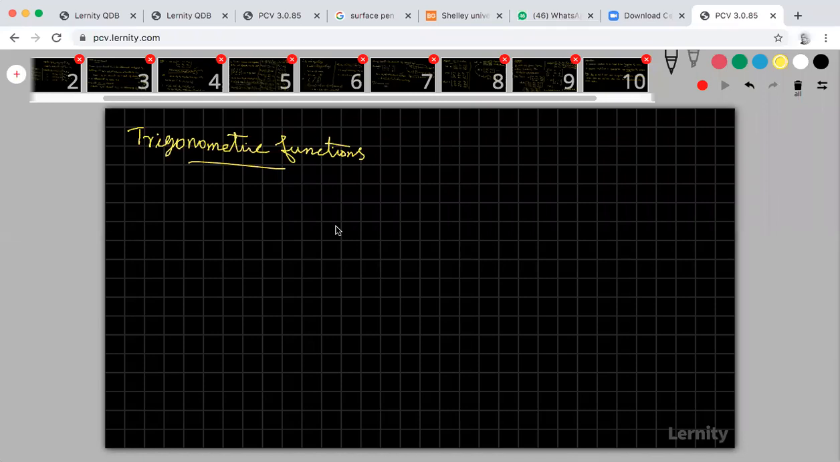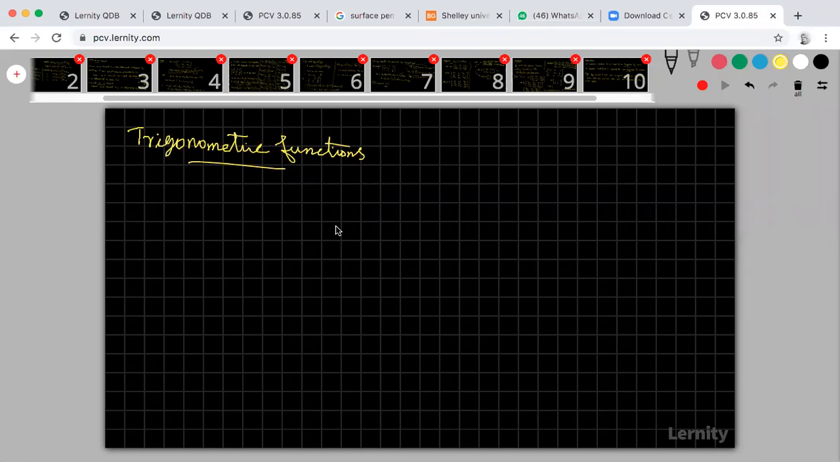Now we are going to discuss trigonometric functions and how to find their values. We already know there are 6 trigonometric functions, and you have studied some problems based on them. Sin x, cos x, tan x, and the reciprocals of these three: cosecant x is the reciprocal of sine, secant x is the reciprocal of cos, and cot x is the reciprocal of tan.